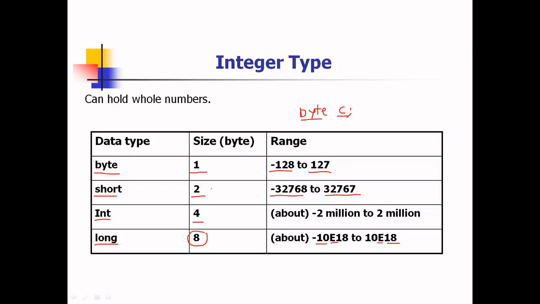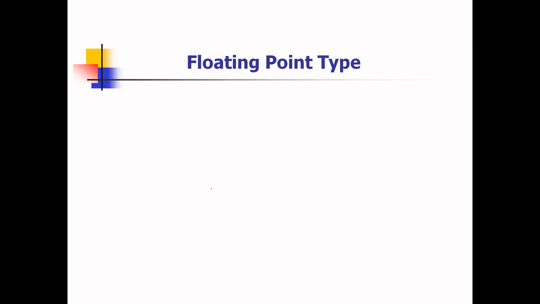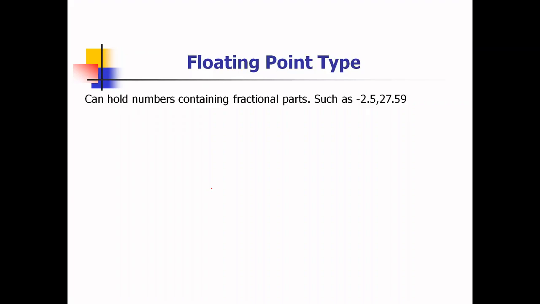The next type is floating point type. Floating point type can be used to store real numbers, or you can say fractional numbers can be stored in floating point data type. You can store numbers like -2.5 or +27.59. So we can store these real numbers by using the floating point type.